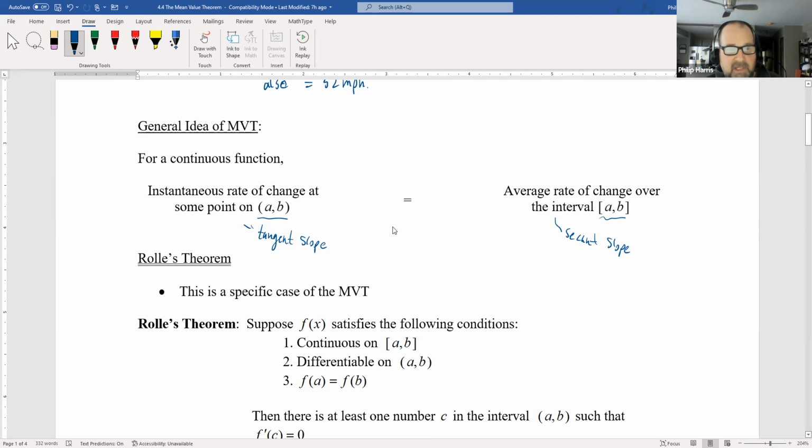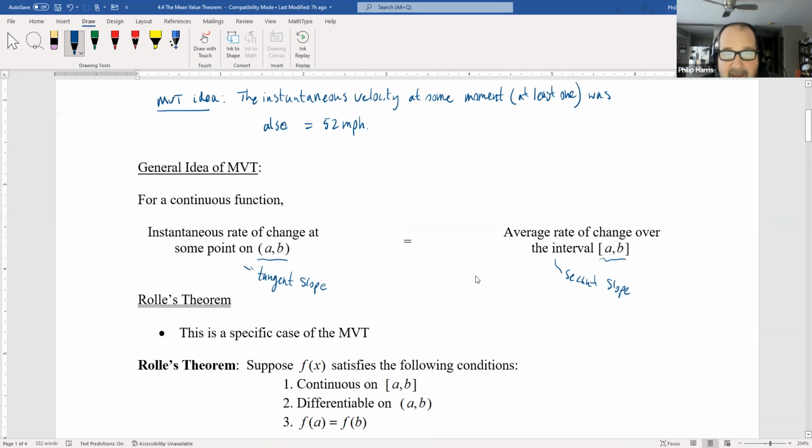There are some conditions for this to be true. For example, we cannot have a function that is discontinuous. A discontinuous function can have a jump in it. And if you have a discontinuous function, it could jump over 52 miles per hour. So that is not allowed in the statement of the mean value theorem. We would require at least continuity, and we also require differentiability.